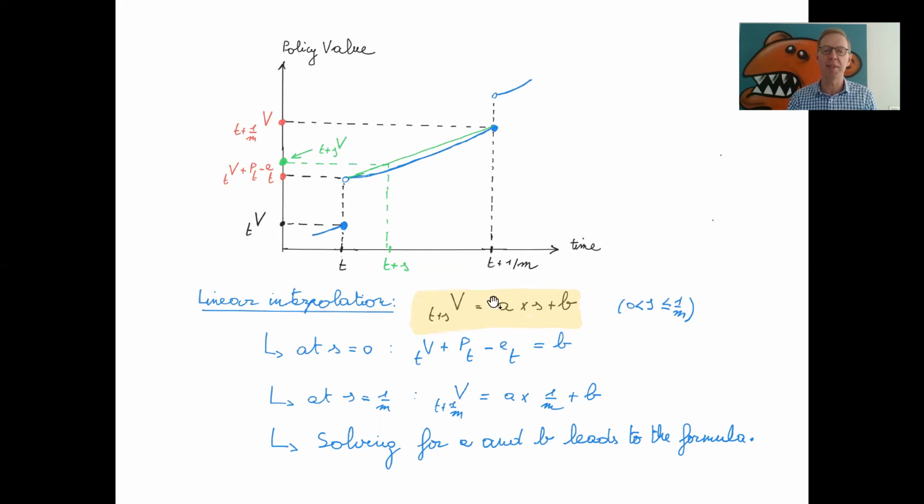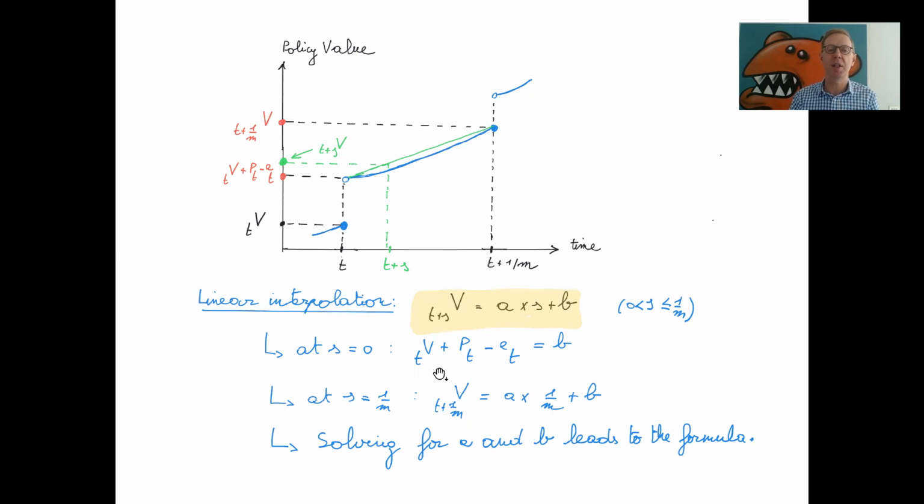So V_{t+s} is as plus b, for s going between 0 and 1/m, and we have to determine a and b. Well, at time s is 0, the right-hand side of this equation is b. Be careful now, at time s is 0, we do not have to take here V_t, because at time s is 0, we start here, we have to go to the level V_t plus P_t minus E_t to do the linear interpolation between this value and this.